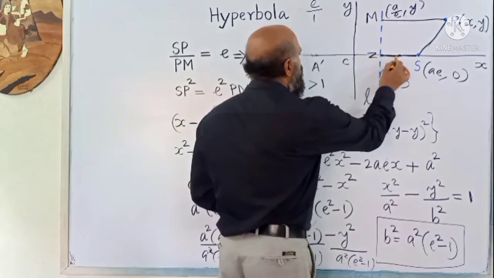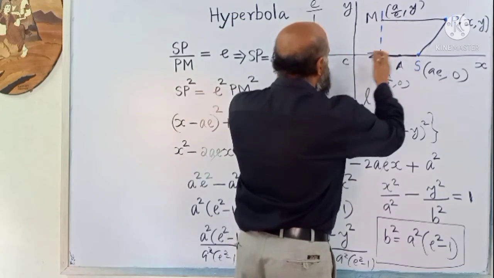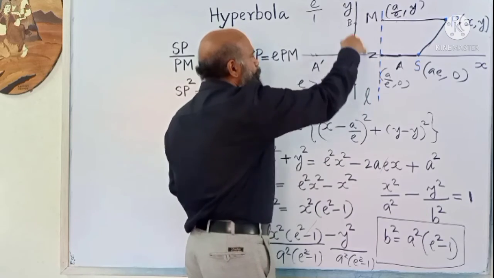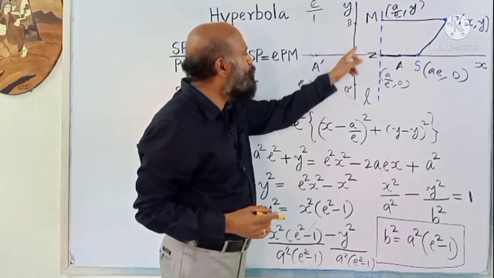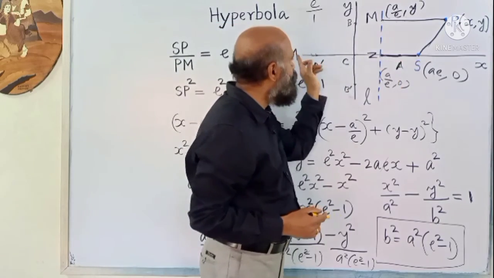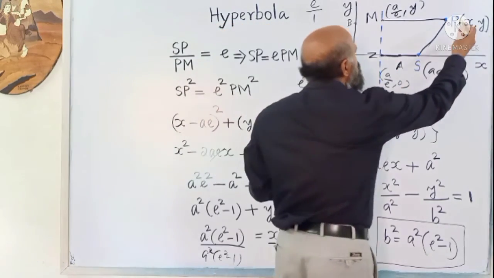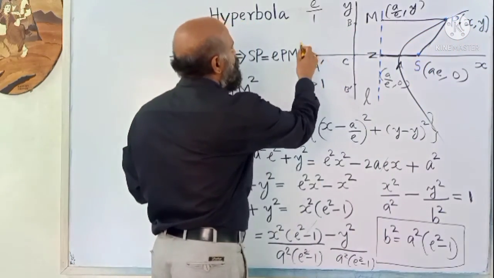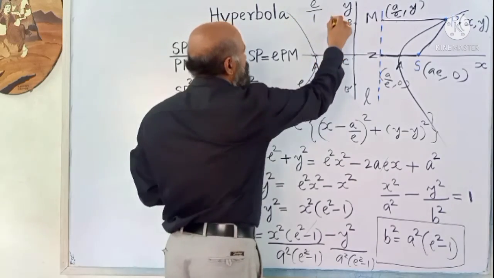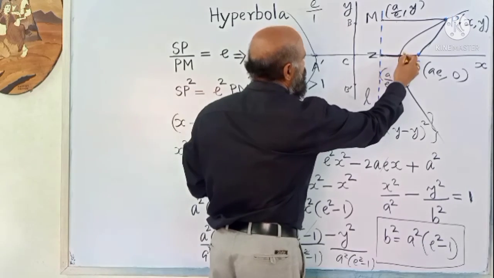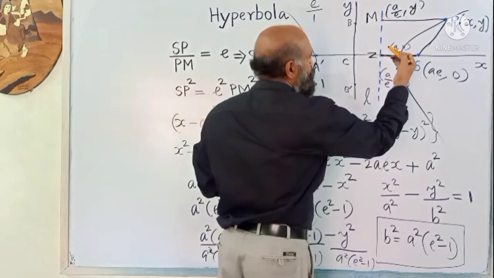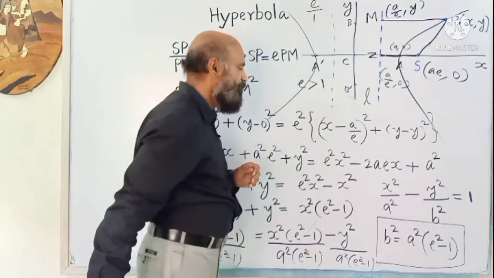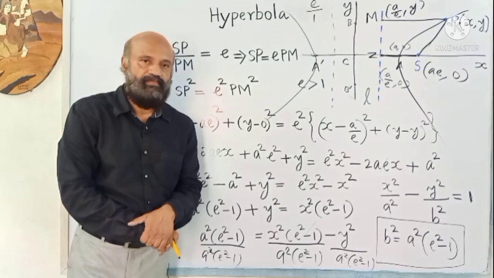Here this is 2A, which is called the transverse axis. Then this is 2B, which is called the conjugate axis. Then this is a hyperbola. This is the vertex, the vertex is A comma 0. The focus is AE comma 0. Similarly this side is the other directrix. So thank you for watching.